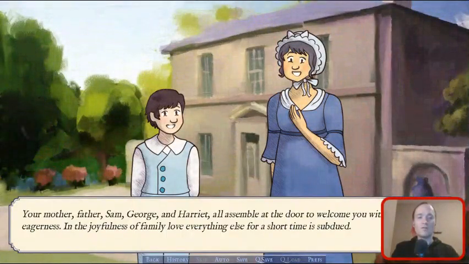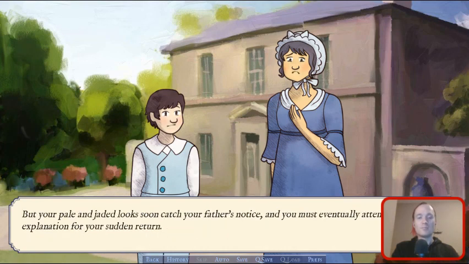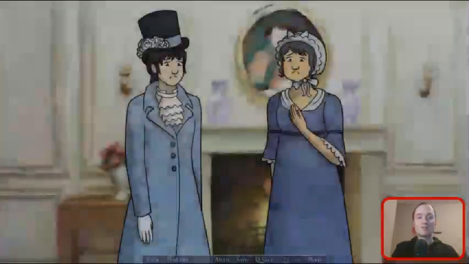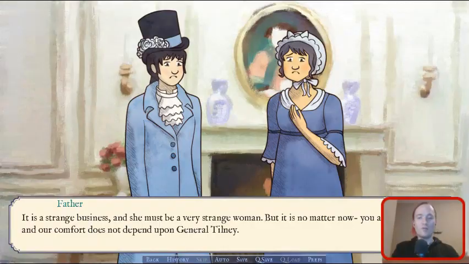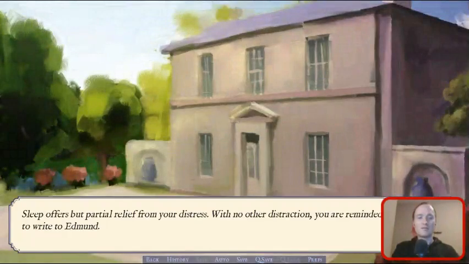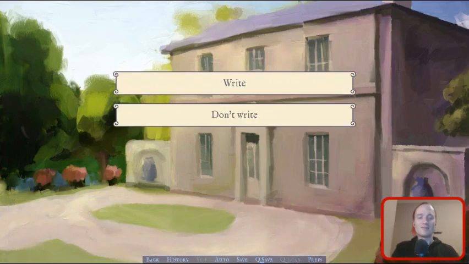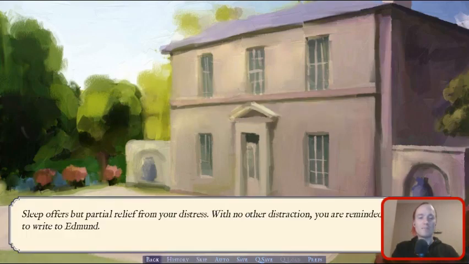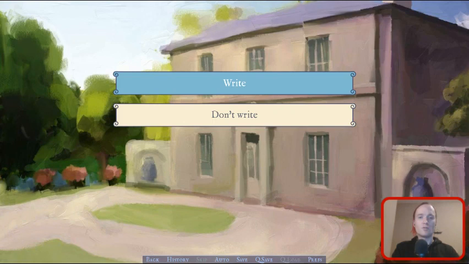"Your mother, father, Sam, George, Harriet all assemble at the door to welcome you with affectionate eagerness. In the joyfulness of family love, everything else is for a short time subdued. You must eventually attempt an explanation for your sudden return." Whoa, I really thought this would be over by now, but it just keeps going. "Sleep offers but a partial relief from your distress." Maybe we get a letter or something. Yeah, write to Edmund. Okay, we're going to write to Edmund.